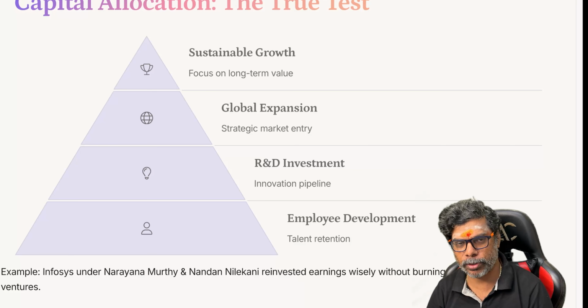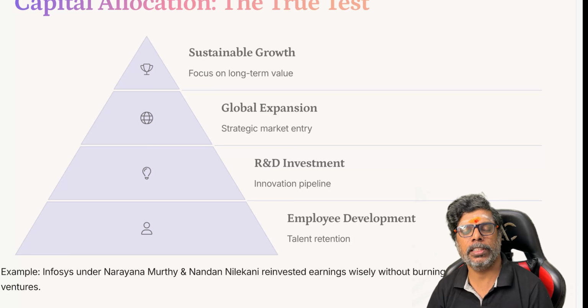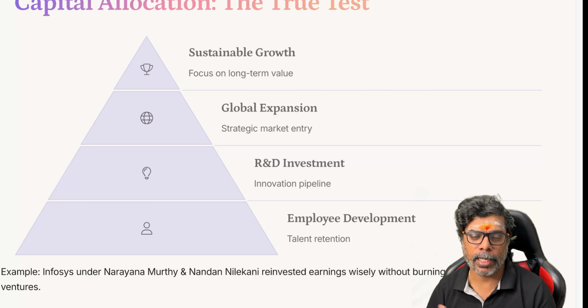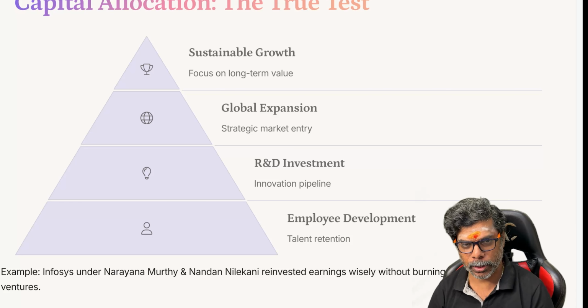Take the example of Infosys under Narayana Murthy and Nandan Nilekani. They invested their money in education. They built a complete campus for training people, right? They train and then they onboard the people. So they reinvested their profit. Likewise, how many companies are doing that kind of activity?